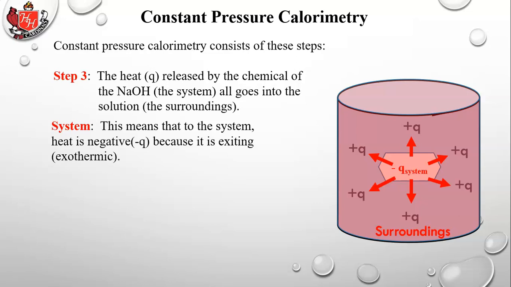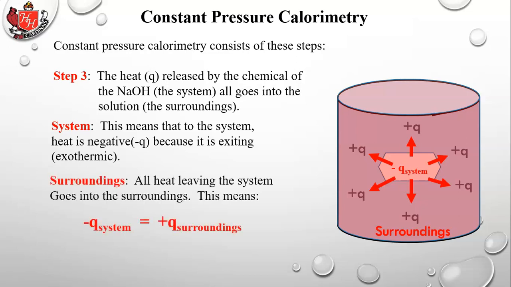So the amount of heat that came out of that chemical reaction is the same number value as the heat that went into the surroundings, into the water solution. It's just the sign is opposite. It's positive for the surroundings because it's going in. It's negative for the system because it's going out. So the surroundings, all heat leaving the system goes into the surroundings. This means that negative Q of the system equals positive Q of the surroundings.